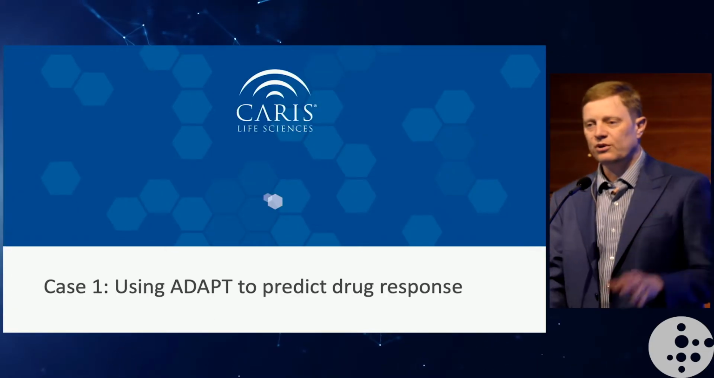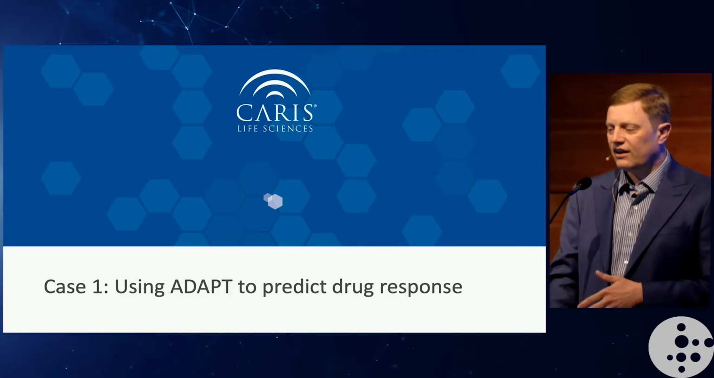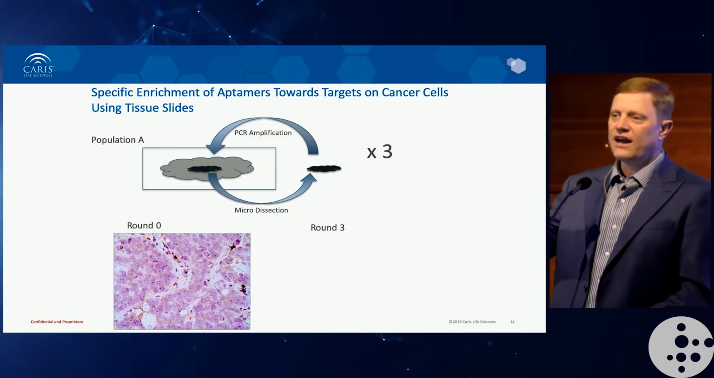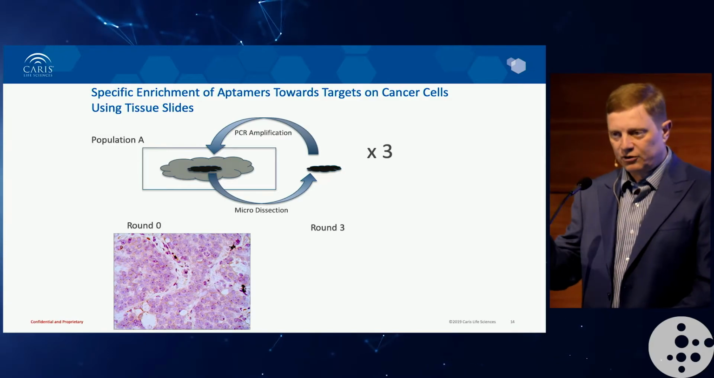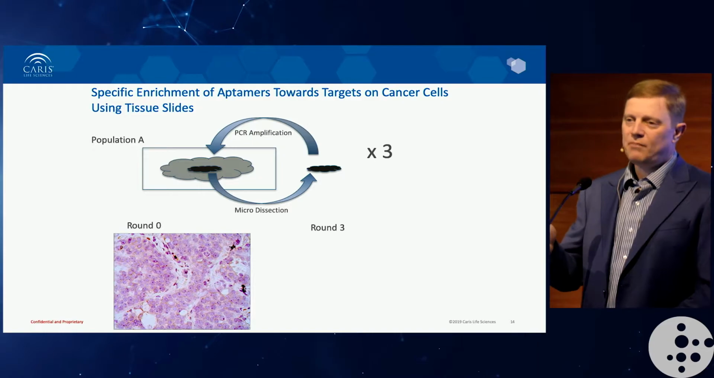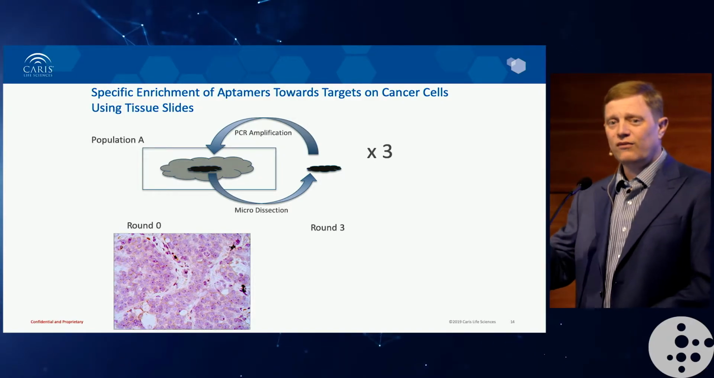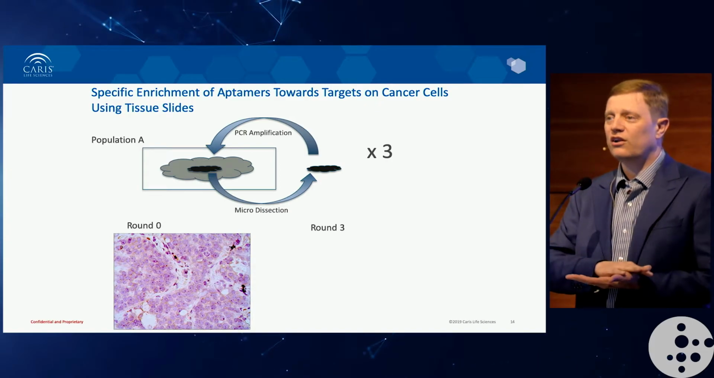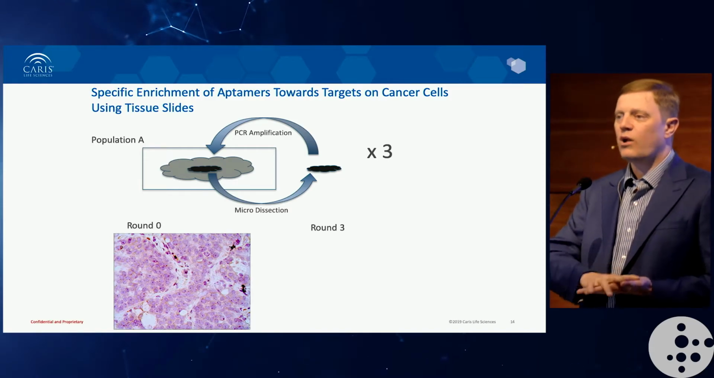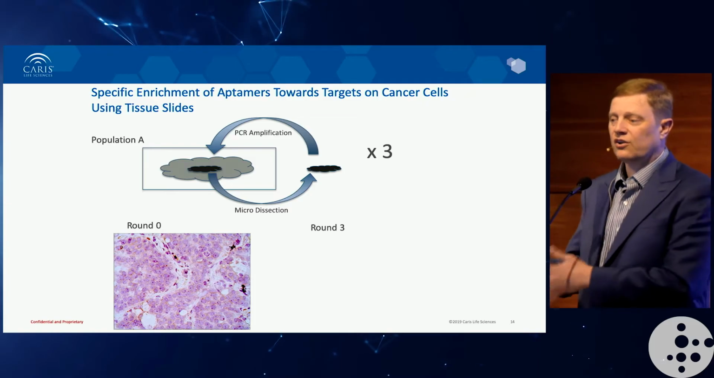So the first one is we built an assay to predict drug response as a proof of concept. And the idea behind it is relatively simple. So what we do is we take a vial of randomly generated aptamers, and in this case, they're about 90 bases long. And we can pipette up to about 10 to the 12th molecules of these things. So we take our 10 to the 12th unique molecules and we put it on a slide from a patient that has breast cancer that responded well to Herceptin. The sample was selected before they got the drug, so we know what the clinical outcome was.